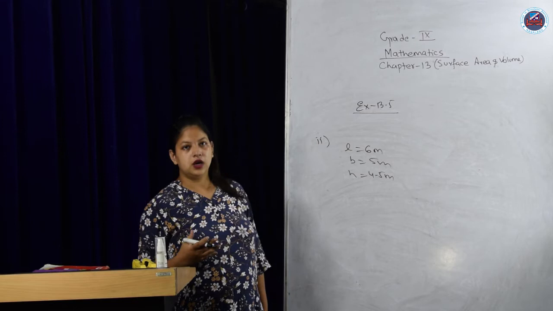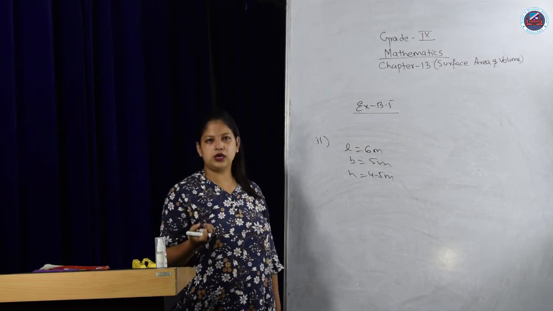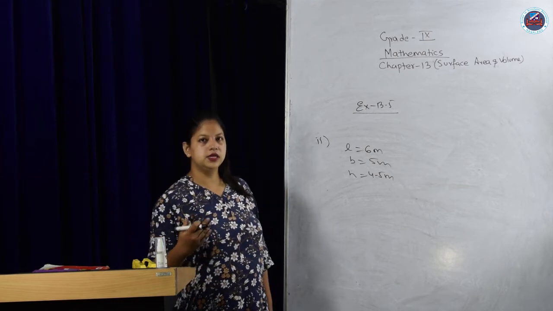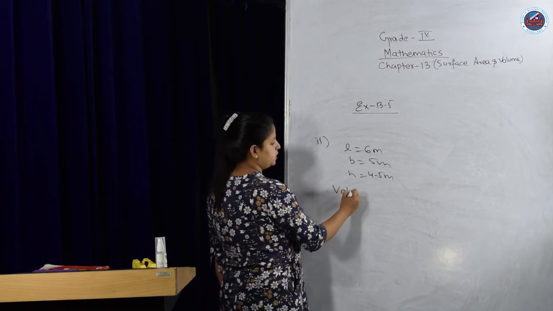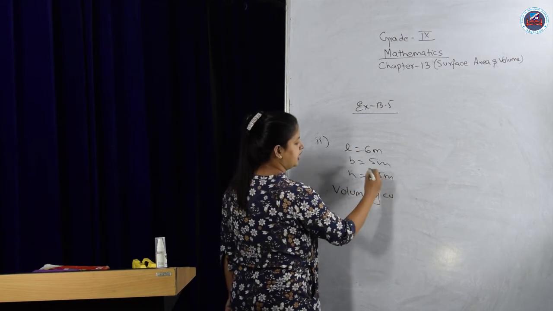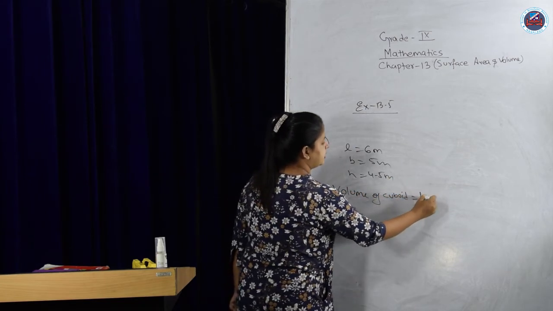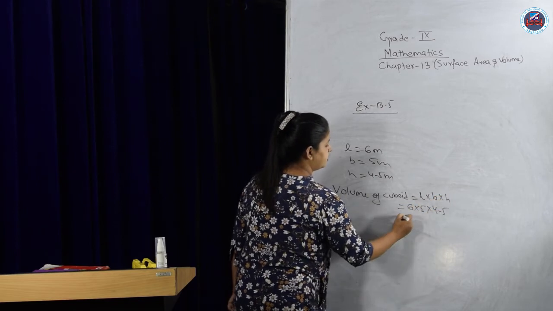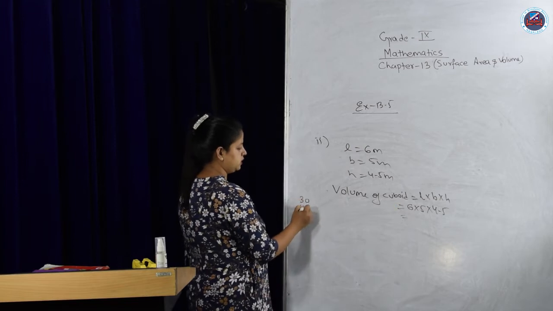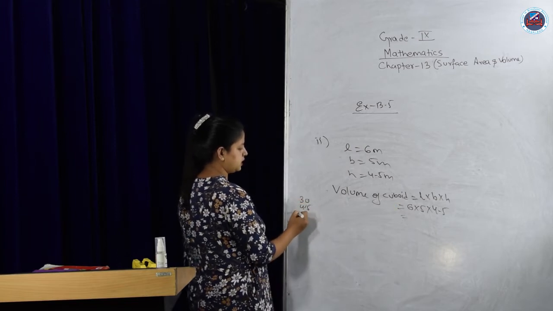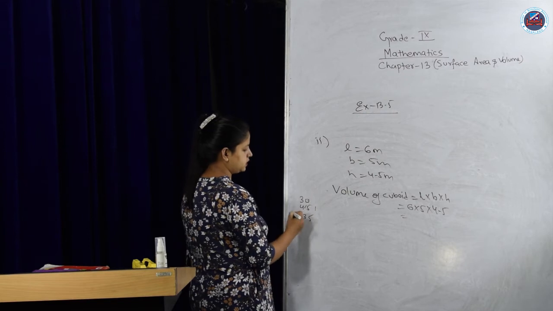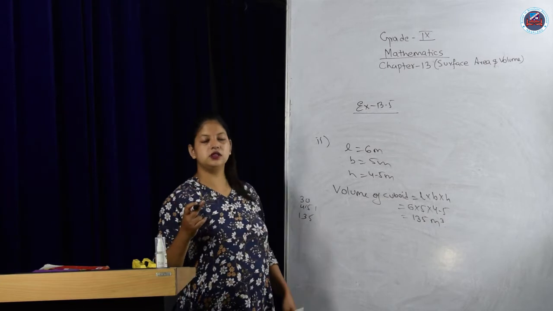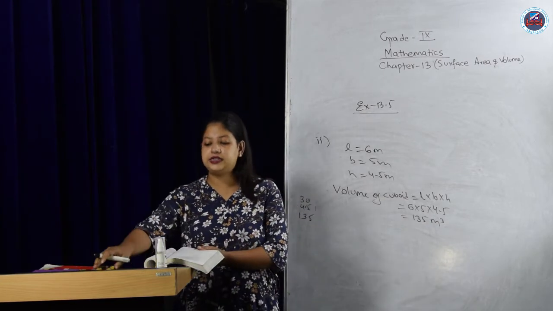First, let us find how much it can hold. Whenever "hold" comes up, it means quantity is being filled, so it is asking about volume. Let us find the volume first. Volume of cuboid: L, B, H are given, so it is a cuboid. L into B into H, so 6 into 5 into 4.5. That is 30, 4.5, the point cancels, 0 cancels: 135 meter cube. But your question is asking to find it in liter.